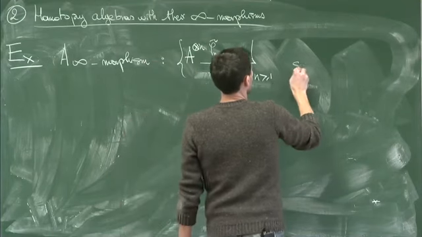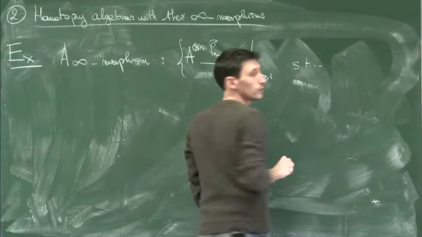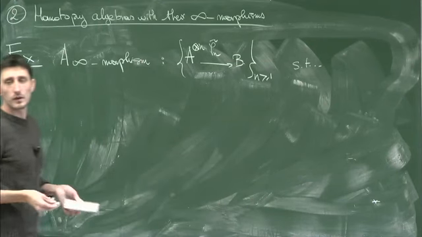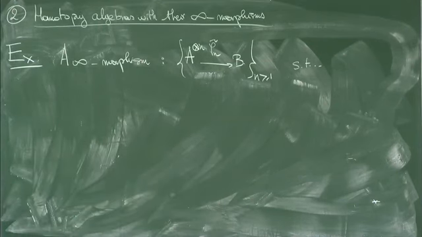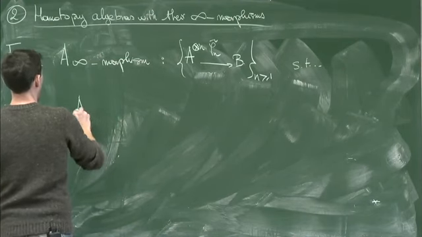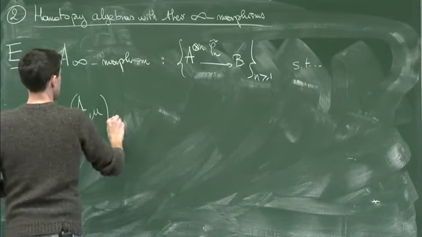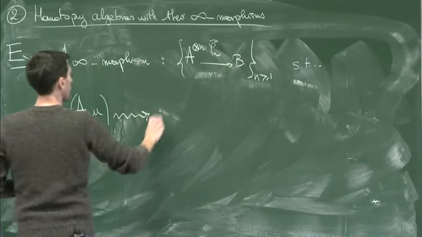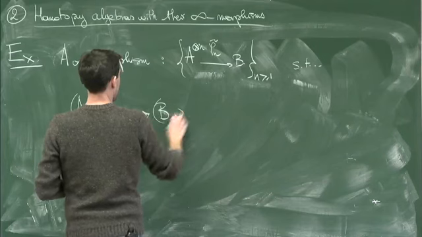I really have no time to give you that. We can do that during the exercise session if you want. But please keep in mind that an infinity morphism is a collection of maps. So one notation is some kind of squiggle like this. Okay.